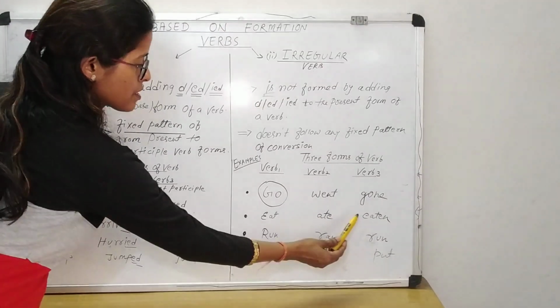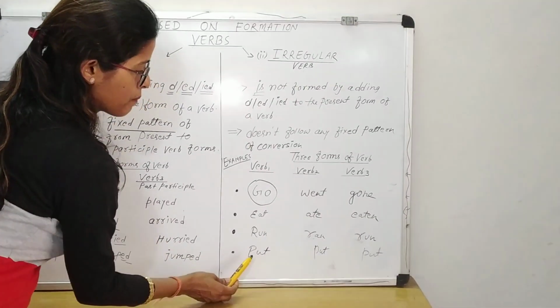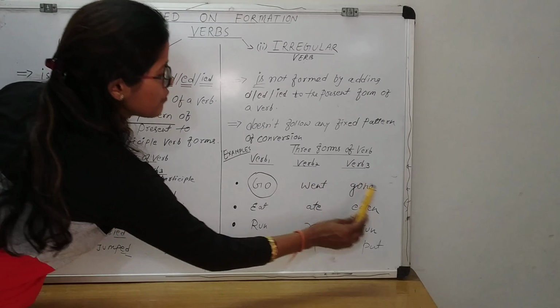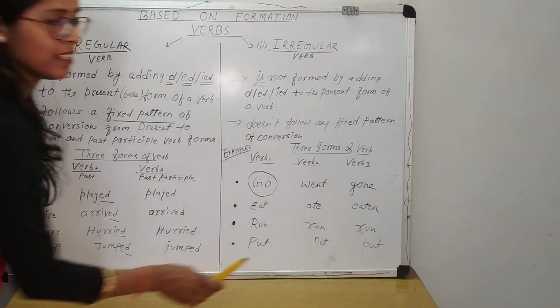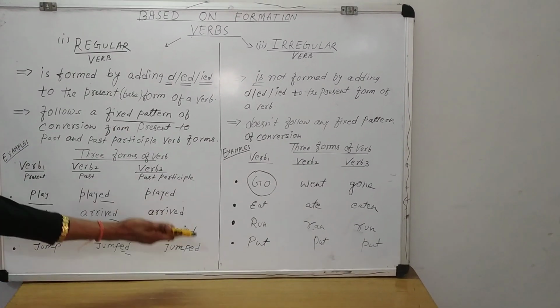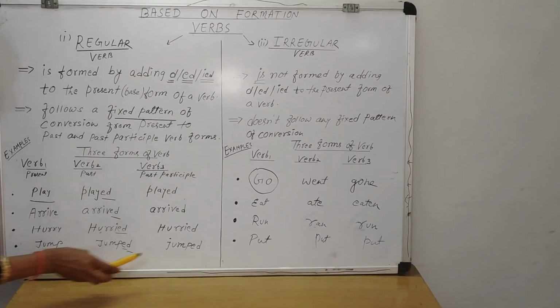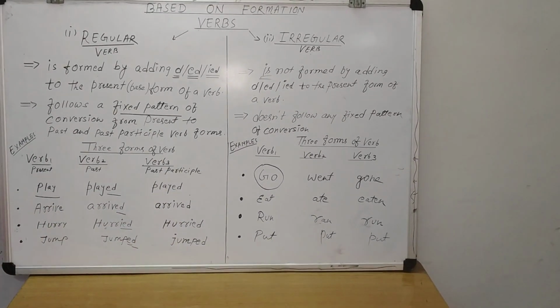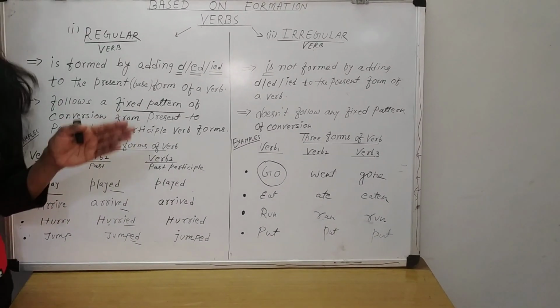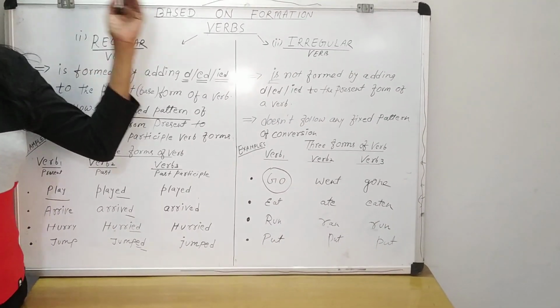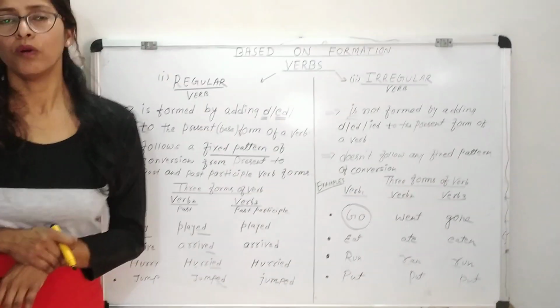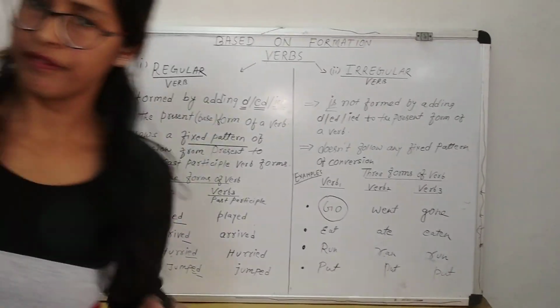Similarly, eat, ate, eaten, run, ran, run, and put, and all these words are not following any pattern as such, whereas the regular verb forms are all following a certain pattern of conversion. So that is the difference between a regular verb and an irregular verb. I hope all of you have understood the difference.